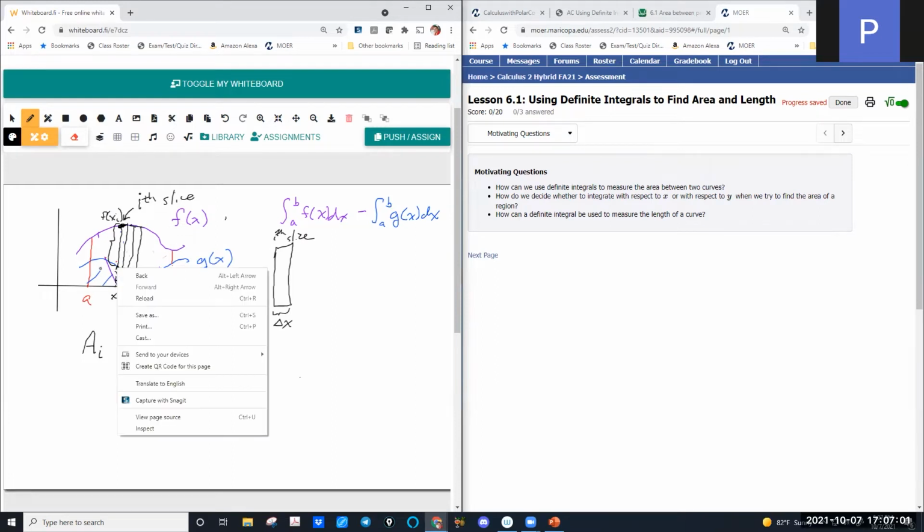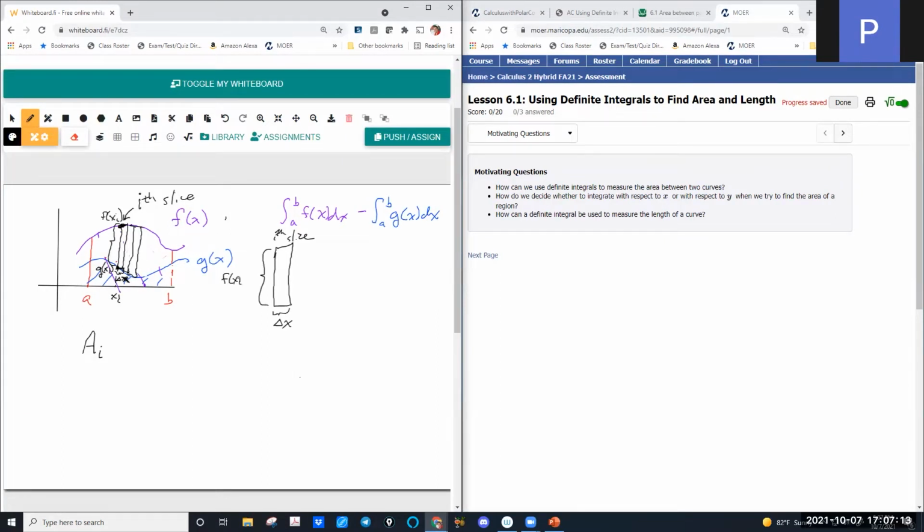And then down here, we're going to calculate g of x sub i. So the height ends up being f of x sub i minus g of x sub i.